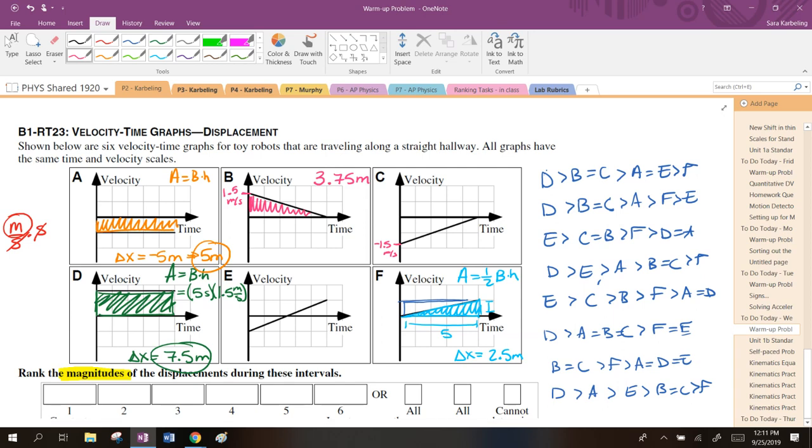Same here and here. The displacement in C is negative. Delta X would be negative 3.75. But again, all I care about is magnitude, so this is 3.75 as well.